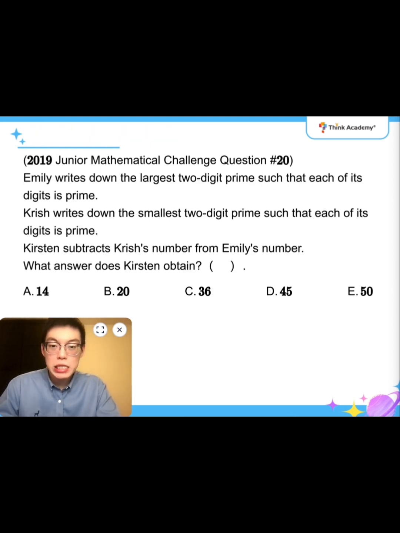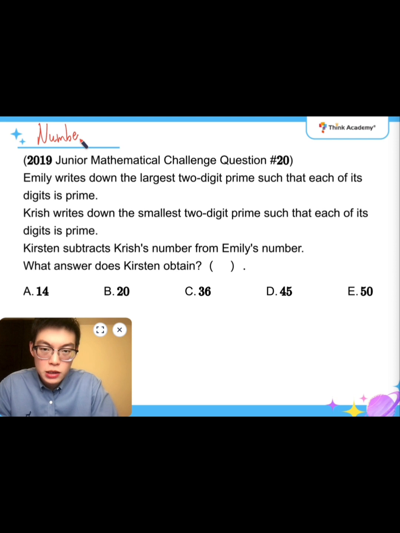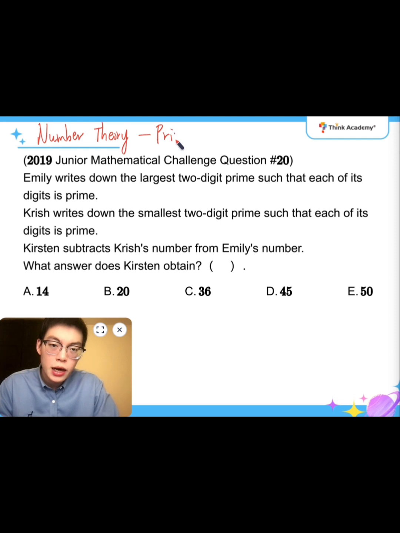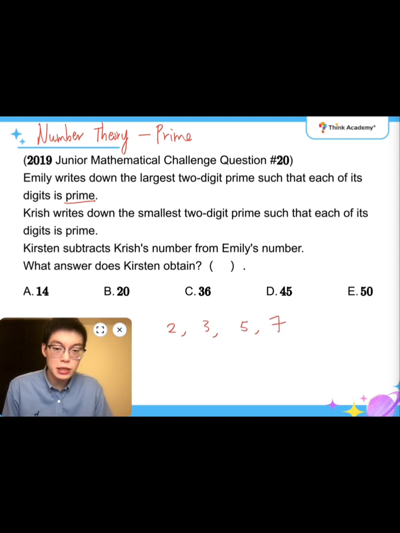The next one is going to be another number theory question on prime numbers. And I would say that this question is also pretty easy, because it says that Emily is writing down the largest 2-digit prime such that each of its digits is prime. So how many prime digits do we have? We can only use 2, 3, 5, or 7, right? These are the only 4 1-digit prime numbers.